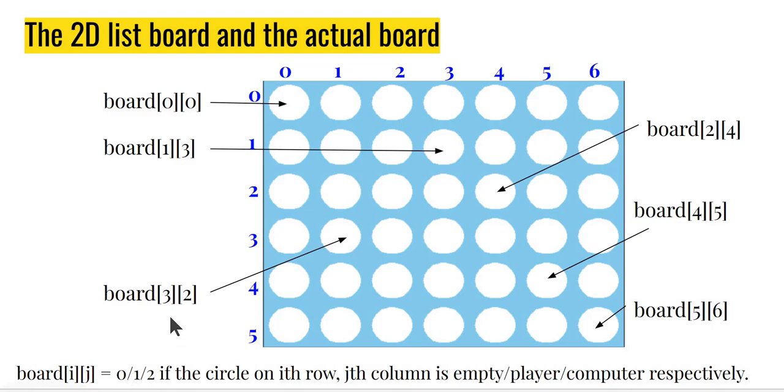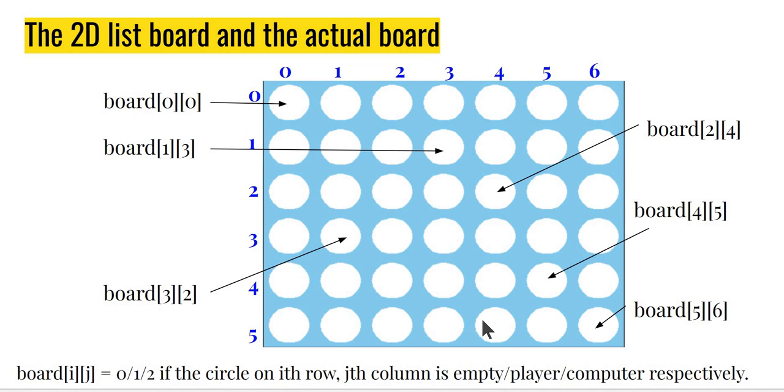0 if the cell is empty, 1 if it's a player coin, or 2 if it's a computer coin. For example, board[0][0] would mean 0th row, 0th column. Board[1][3] would mean first row, third column. Board[2][4] would mean second row, fourth column, and so on.